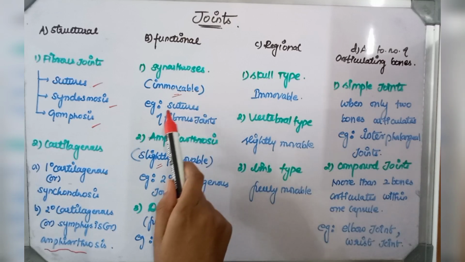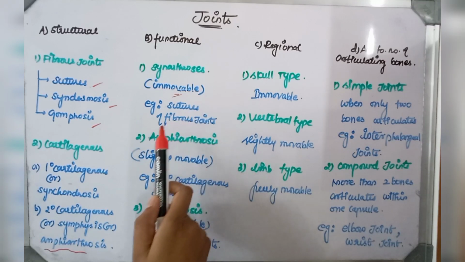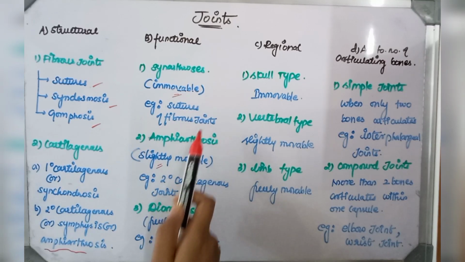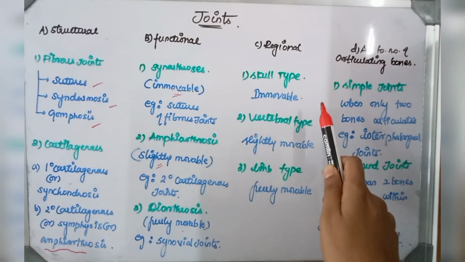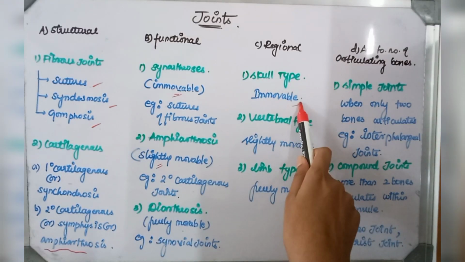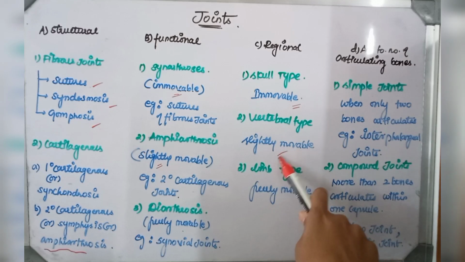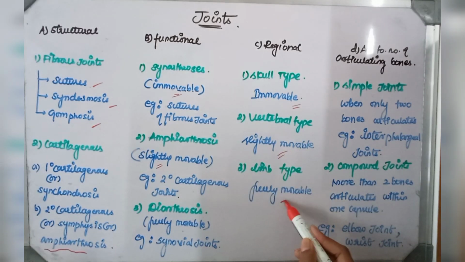So synarthrosis has examples such as sutures of fibrous joints which are immovable, and the amphiarthrosis, which is slightly movable, is example a secondary cartilaginous joint, and diarthrosis, which is freely movable, example synovial joint. So regionally it is classified into three: skull type, which is immovable, and vertebral type, which is slightly movable, and limb type, which is freely movable.